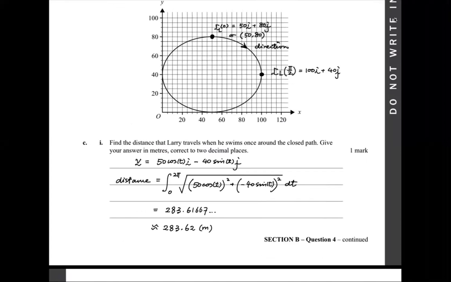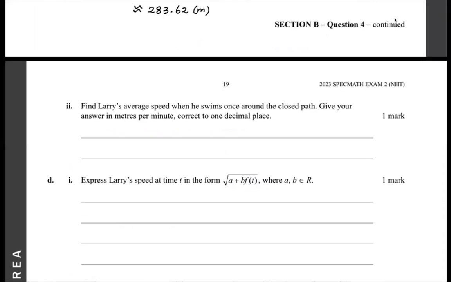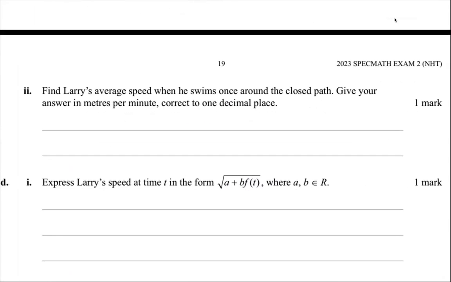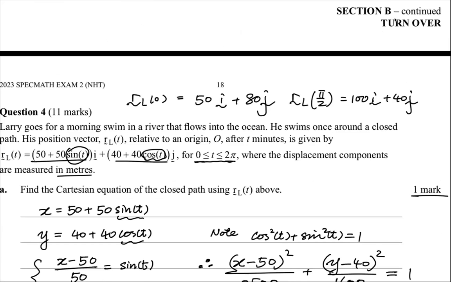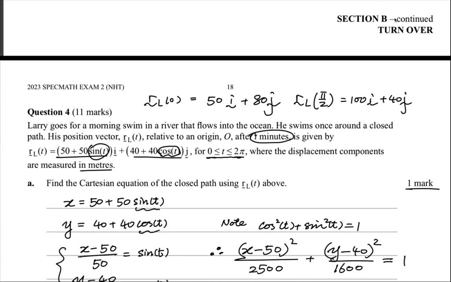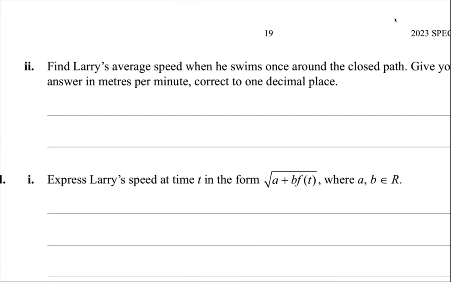Right. Very nice arc length problem. And then find Larry's average speed when he swims once around the closed path. Give your answer in meters per minute, correct to 1 decimal place. So remember, your time t is in minutes, rather than seconds. Now, you are finding the average speed.